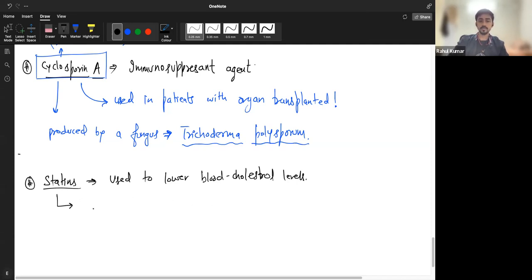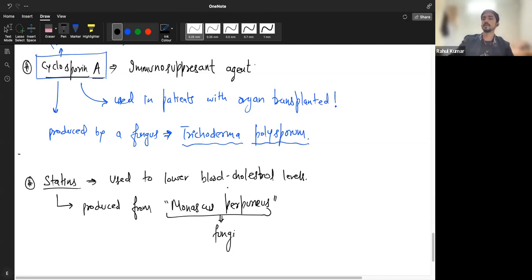And this is produced from another fungi, which is called Monascus purpureus. Okay, and this is a fungi.